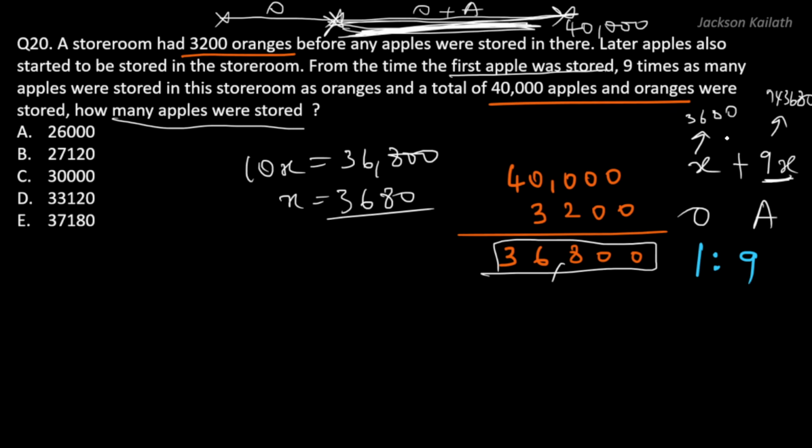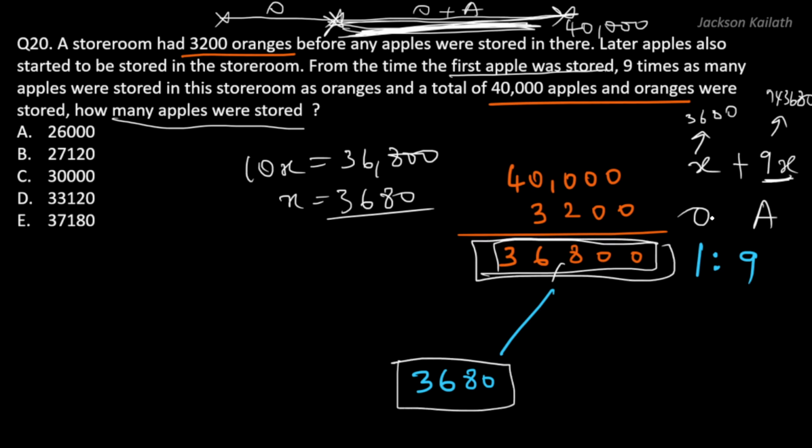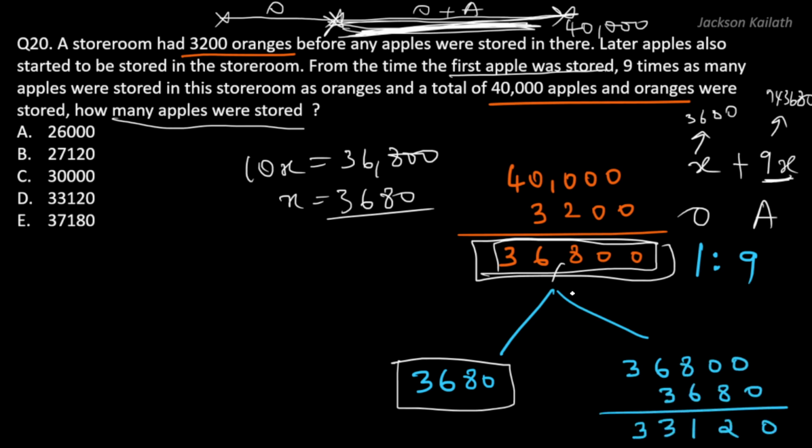Now let's say you already know this. We just need to divide 36,800 in the ratio 1:9. We have only 1 over here and the sum is 10, right? So this can easily be divided. Oranges is straightforward. It's just 1/10 of it, which is 3,680. And the number of apples will be the total minus how many you have as oranges. So you can either do 9 into 3,680, or you can do 36,800 minus 3,680, which will be the remaining amount of the total after we take out the oranges. That gives us the answer as 33,120, and that is answer option D.